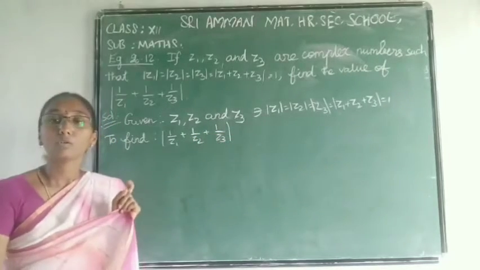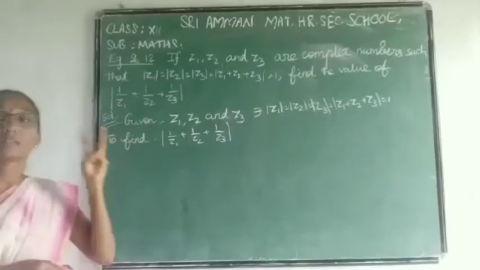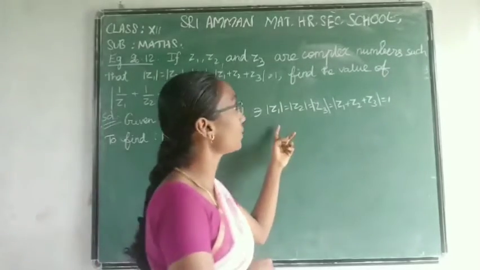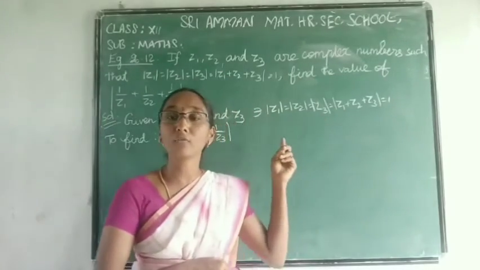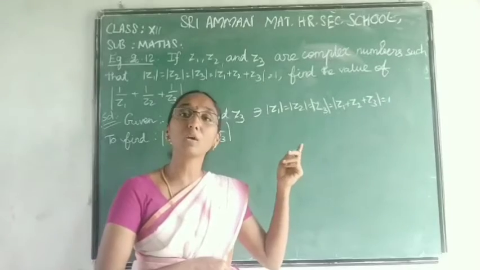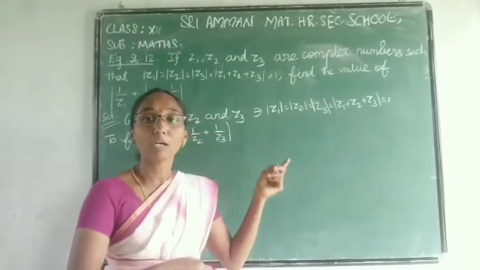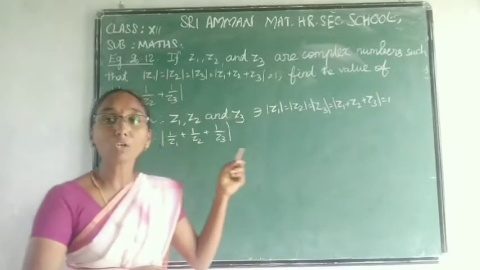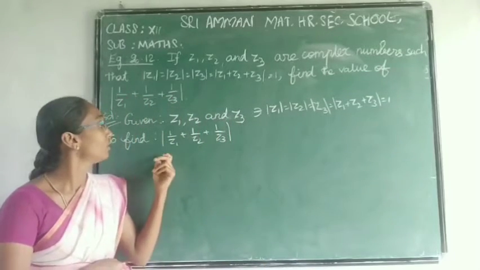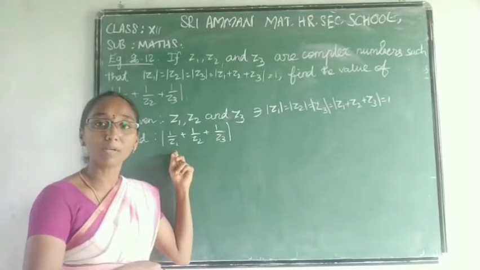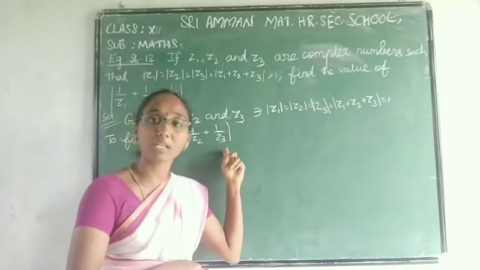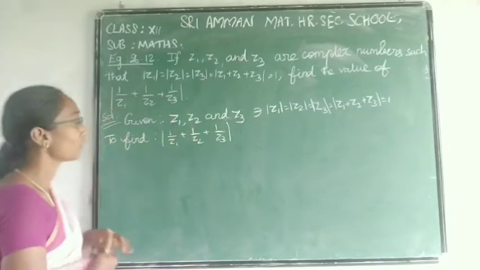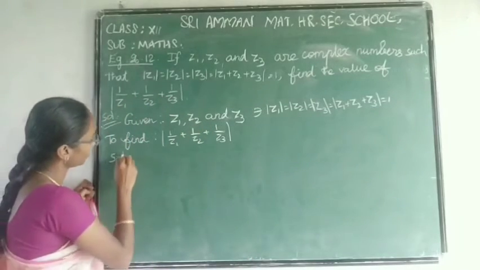Do you understand? The given part is three complex numbers that satisfy the condition modulus of Z1 equals 1, modulus of Z2 equals 1, modulus of Z3 equals 1, and modulus of Z1 plus Z2 plus Z3 equals 1. We want to find the value of modulus of 1 by Z1 plus 1 by Z2 plus 1 by Z3. Do you understand? Okay, now I go to the solution.